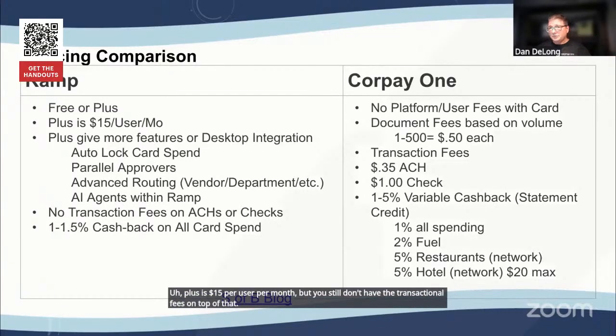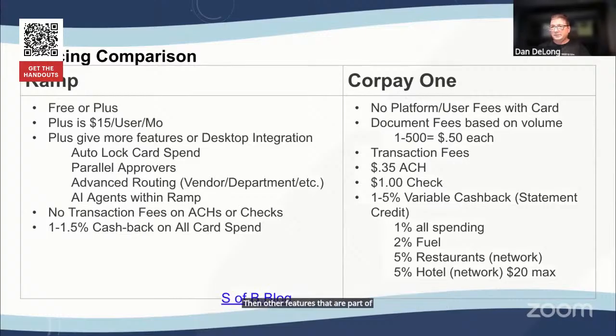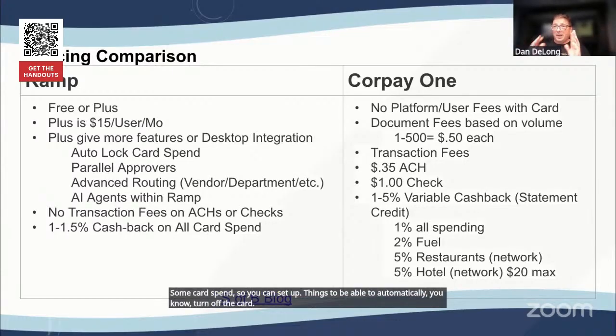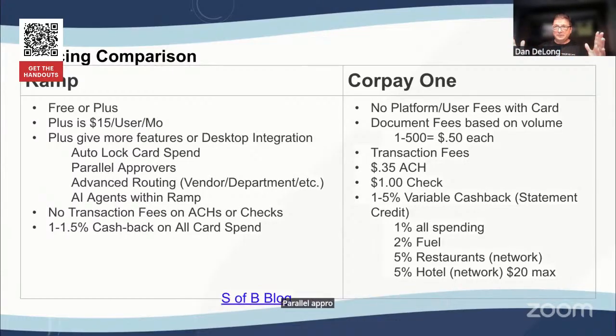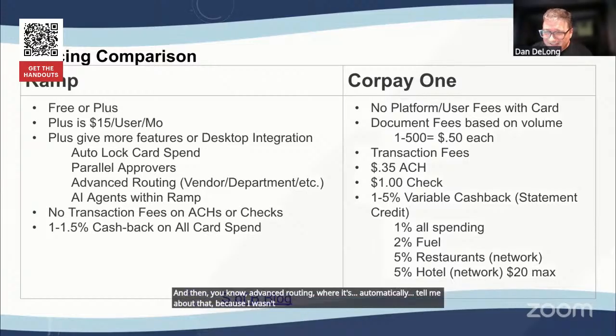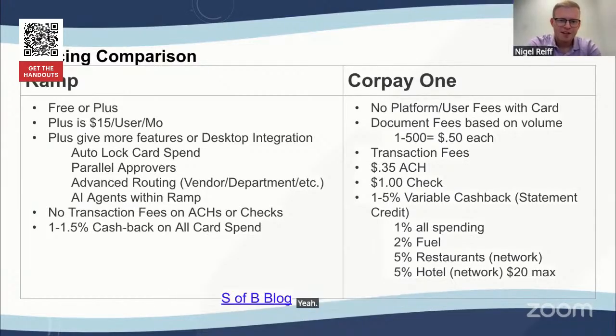Then other features that are part of the Plus level are being able to auto lock some card spend, so you can set things up to automatically turn off the card. Parallel approvers, so to avoid a bottleneck, you can go to either of two individuals. Advanced routing, where it's automatic. Tell me about that, because I wasn't quite sure what advanced routing actually is.